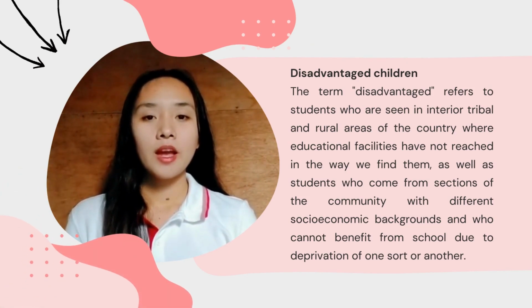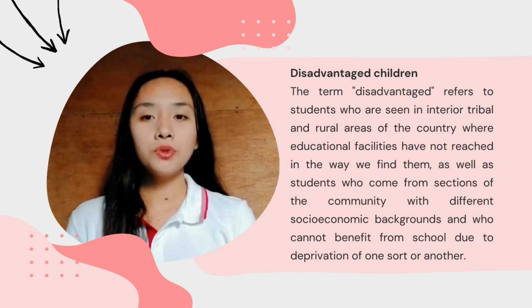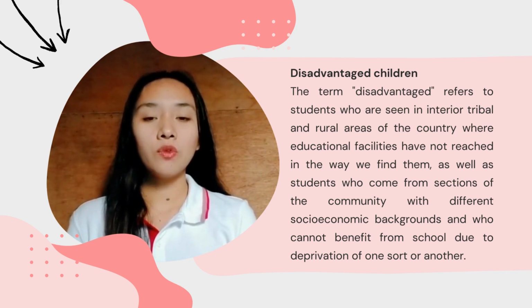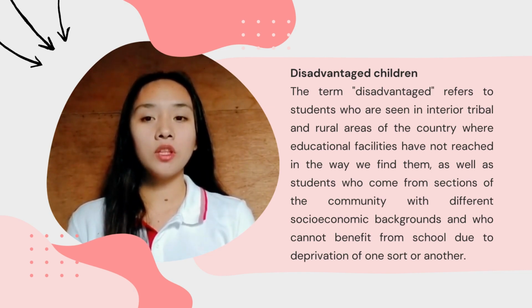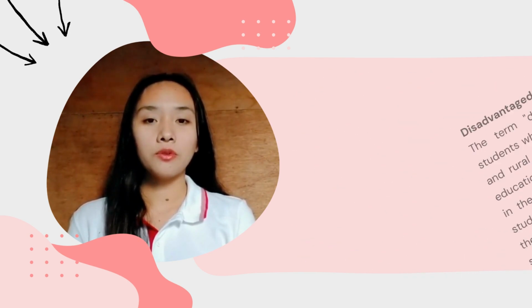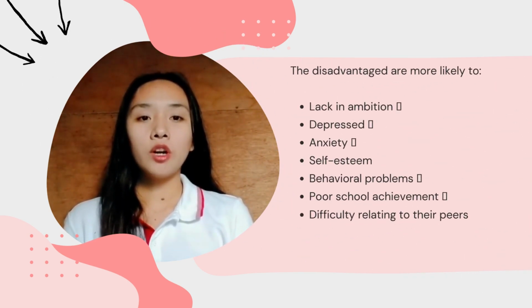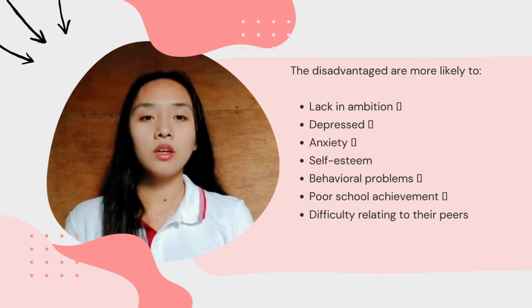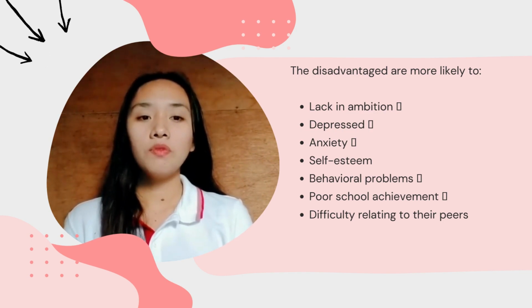Disadvantaged children. The term disadvantaged refers to students who are seen in interior tribal and rural areas of the country, where educational facilities have not reached in the way we find them, as well as students who come from sections of the community with different socioeconomic backgrounds and who cannot benefit from school due to deprivation of one sort or another. Disadvantaged are more likely to lack in ambition, depressed, anxiety, self-esteem, behavioral problems, poor school achievement, and difficulty relating to their peers.